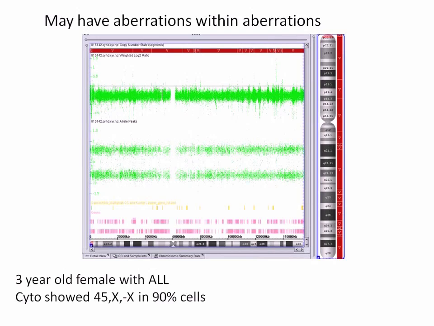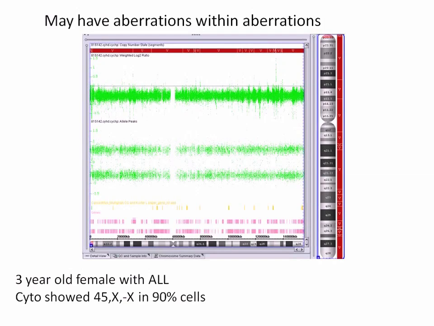Some other cases that I wanted to show you can be almost cautionary. Sometimes you have a big abnormality and you're so satisfied to see it that you forget to be careful and look within. This was a case that by cytogenetics was 45,X, minus X, in 90% of cells. It was a 3-year-old female. We called and asked if there was any concern for Turner syndrome. There was not. So we thought this maybe wasn't ruled out as a constitutional abnormality, but could also be associated with the hematologic clone. We did an array.